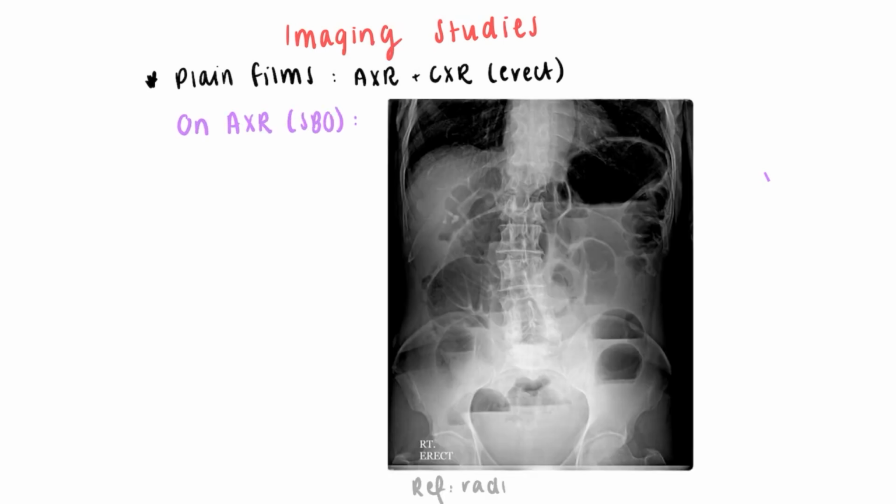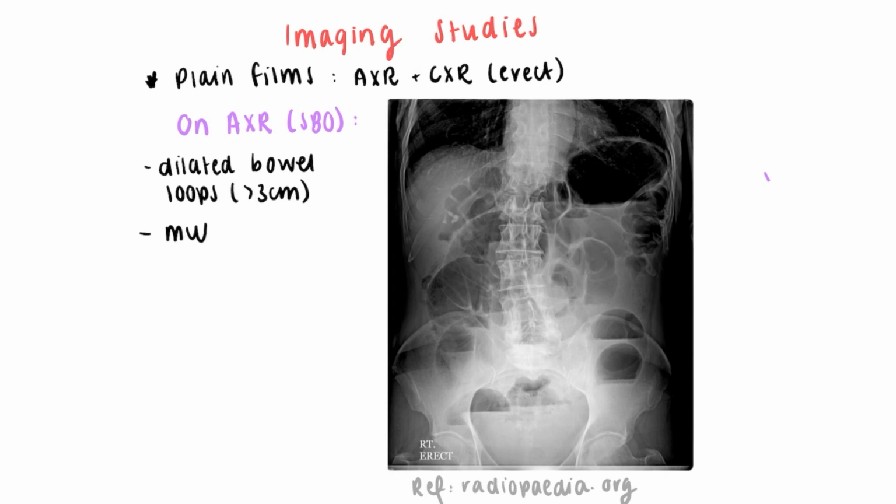Initial imaging should include abdominal x-rays, ideally erect, and a chest x-ray in the erect or upright position. On the abdominal x-ray for a small bowel obstruction, you are looking for dilated loops of bowel proximal to the obstruction, and these should be greater than 3 centimeters in diameter. Multiple air fluid levels. Note these will not be visible in the supine view, only the erect view. You're also looking for distal collapse.